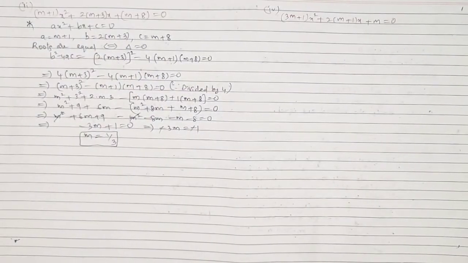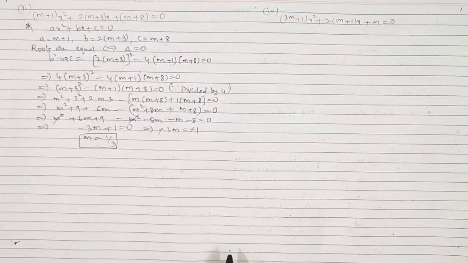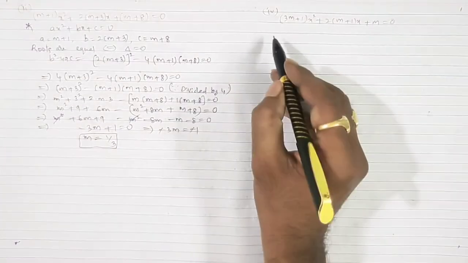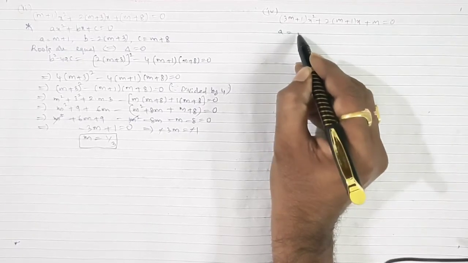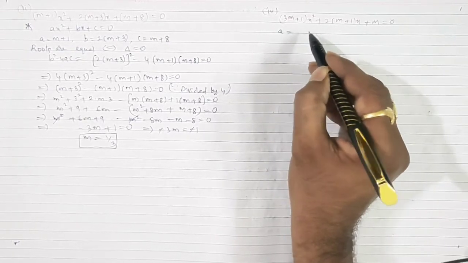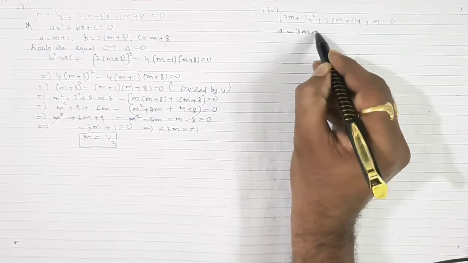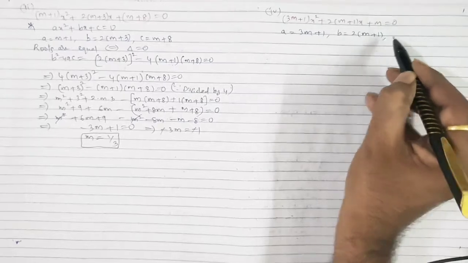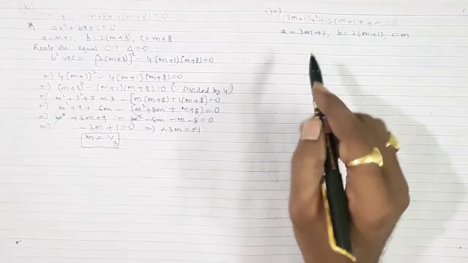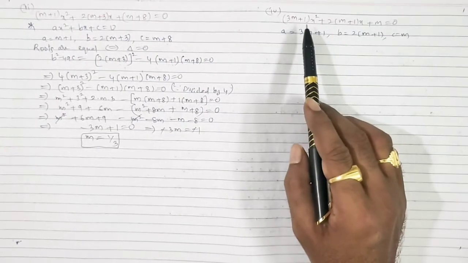So please practice 1 or 2 times for IB purpose. Now we are going to solve the fourth question. Here also write immediately the coefficients of the given quadratic equation: a is equal to 3m plus 1, b is equal to 2 times of m plus 1, and c is equal to m. Before that we have to check whether it is in standard form or not. I told you before itself.